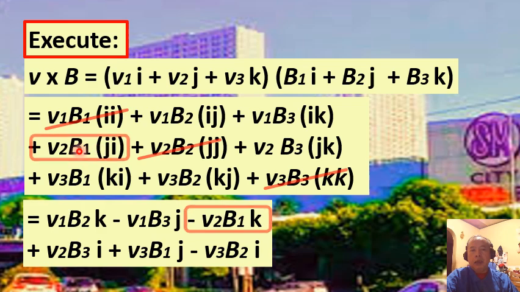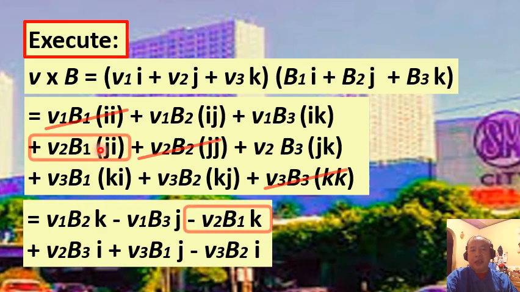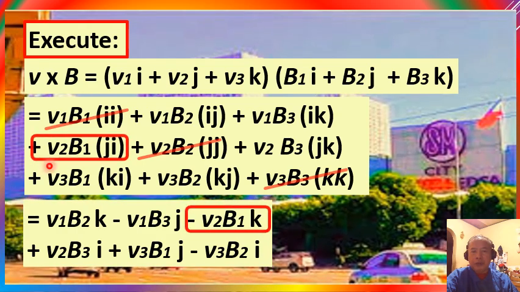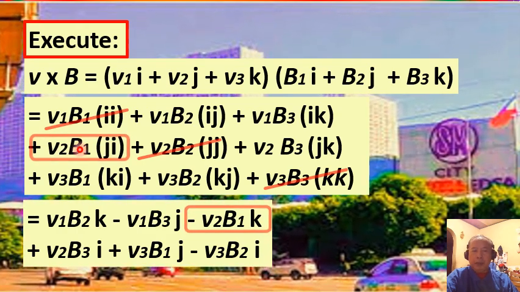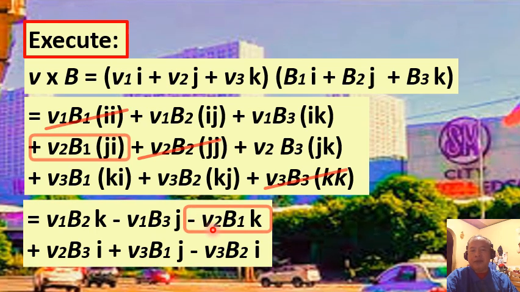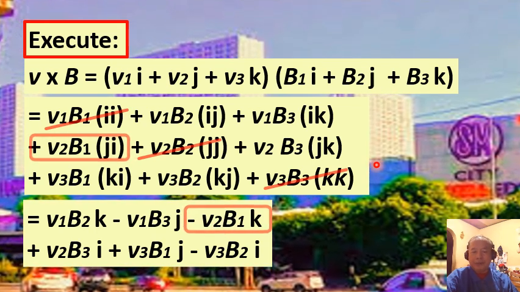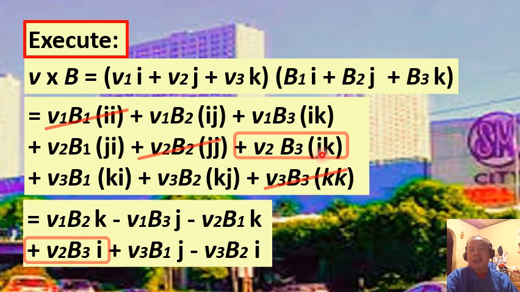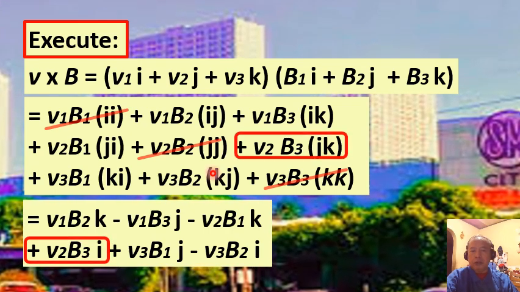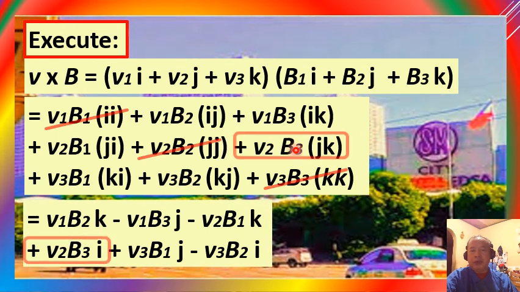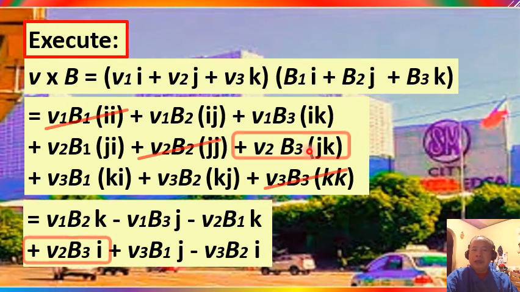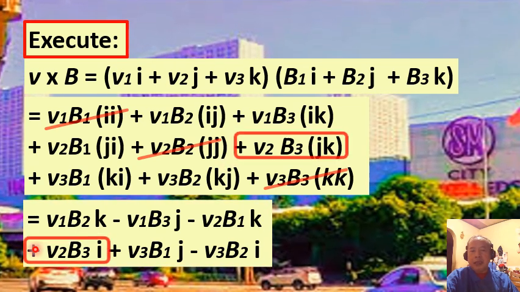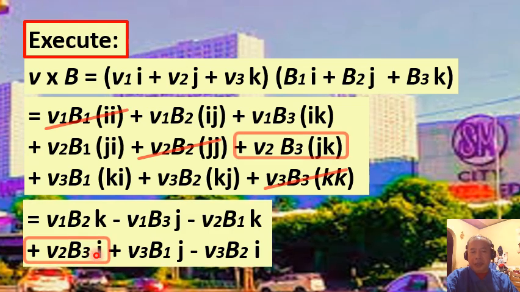Likewise, the cross product of J and I is equal to negative K. So this term V2 B1 multiplied by JI is reduced to negative V2 B1 K. While the cross product of J and K is equal to positive I. So this term V2 B3 cross multiplied by JK is also reduced to V2 B3 I.